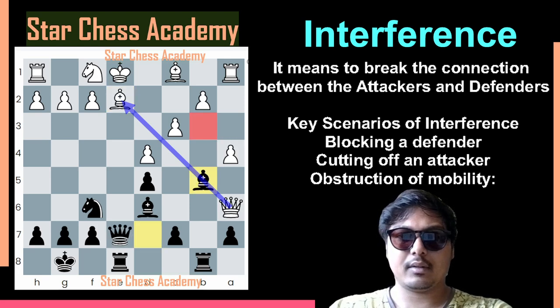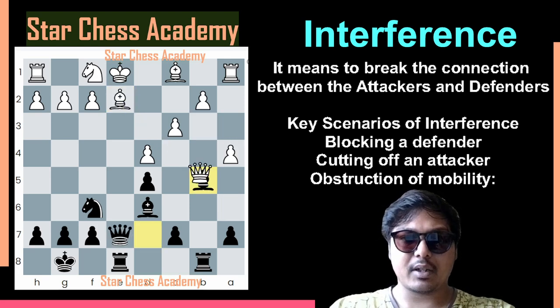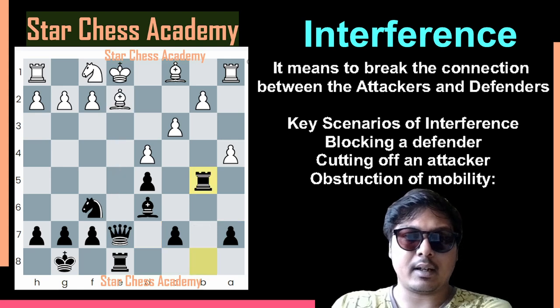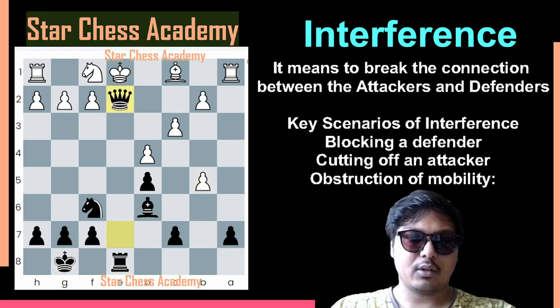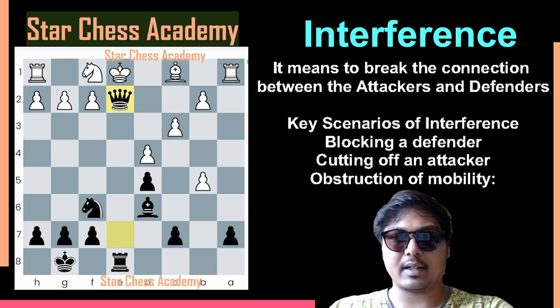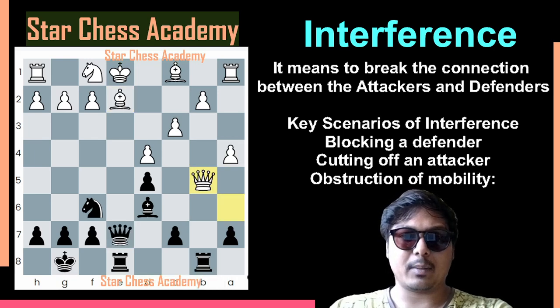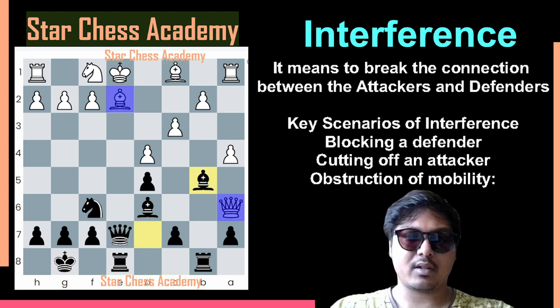And if the queen captures the bishop, then we will not do this. First we will capture the queen, and after that if he captures our rook, then we will checkmate the opponent. So with the help of interference chess tactics, we got the move bishop to b5 to break the connection between the queen and the bishop.